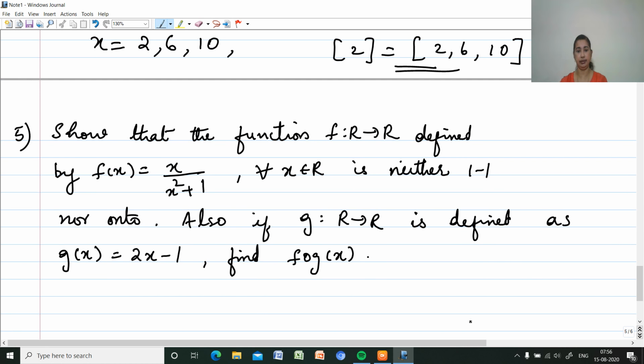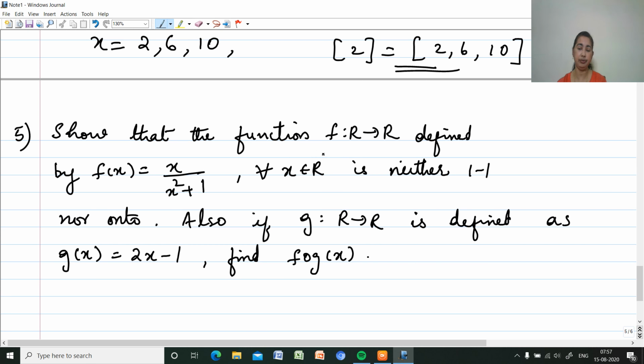Now the next question. Show that the function f from R to R defined by f of x equal to x by x square plus 1 for all x element of R is neither one-one nor onto. Also g is a function from R to R defined as g of x equal to 2x minus 1. Find f composition g of x.